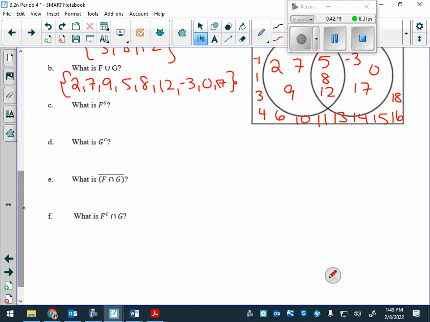Then for the next one, what is not in F and G? So we're eliminating that intersection and listing everything else. So 2, 7, 9, -3, 0, 17, -2, -1, 1, 3, 4, 6, 10, 11, 13, 14, 15, 16, and 18. Okay? So we're just eliminating that middle part. Then the last one. What is not in F, but it's in G? Excellent. Good.